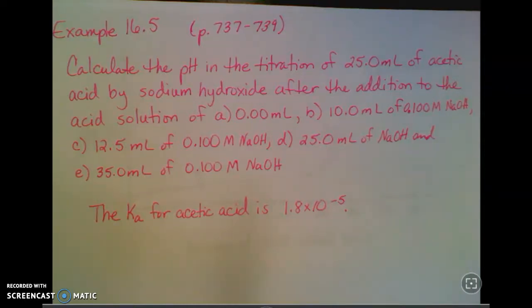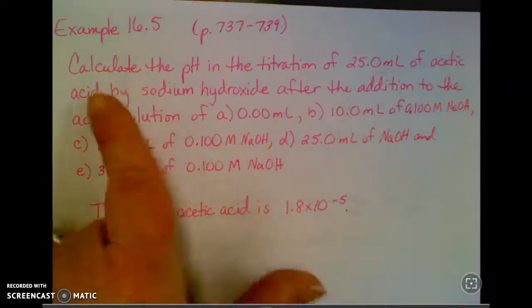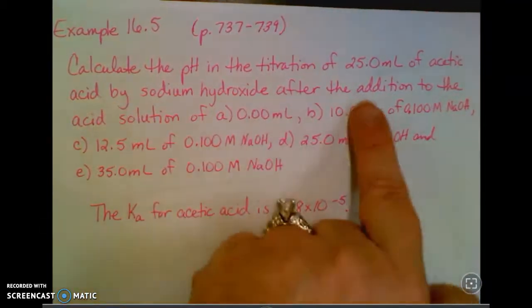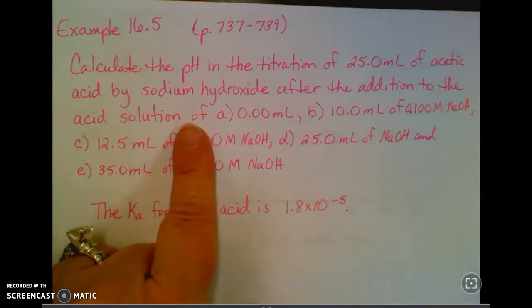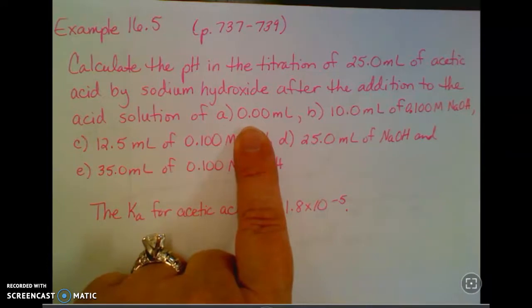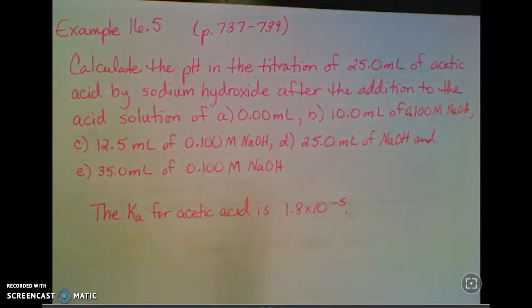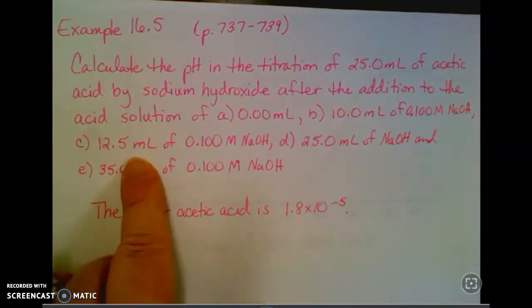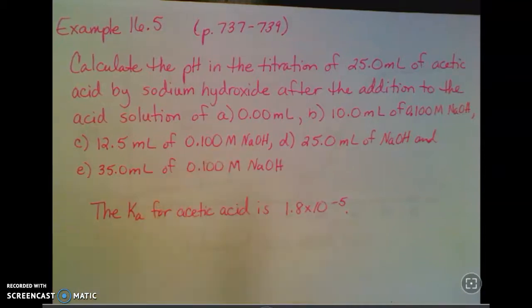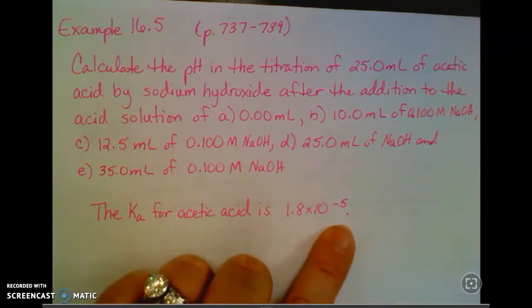So here's the question. It says calculate the pH in titration of 25 milliliters of acetic acid by sodium hydroxide after the addition to the acid solution of several of these. A, 0 milliliters, so before anything's added. B, 10 milliliters of the 0.1 molar base solution. C, 12.5 milliliters of the 0.1 molar base. D, 25 milliliters, and E, 35 milliliters. And I added in here also the Ka for acetic acid is 1.8 times 10 to the negative fifth.